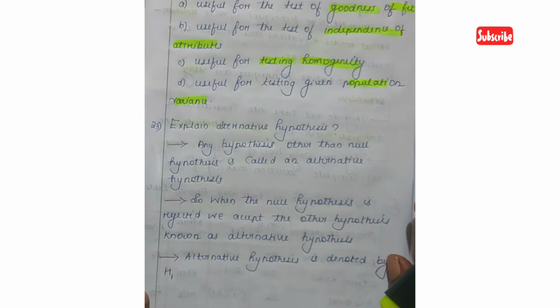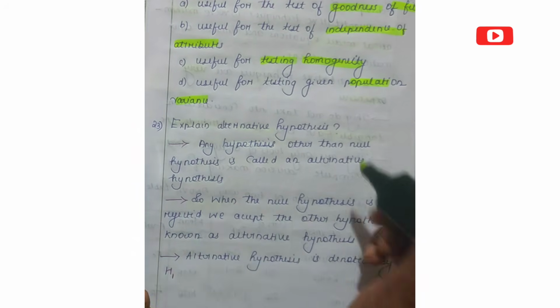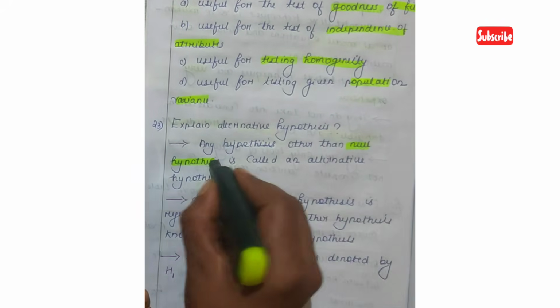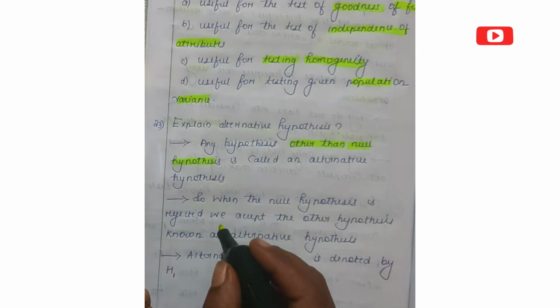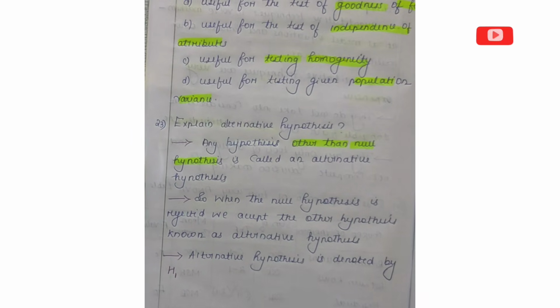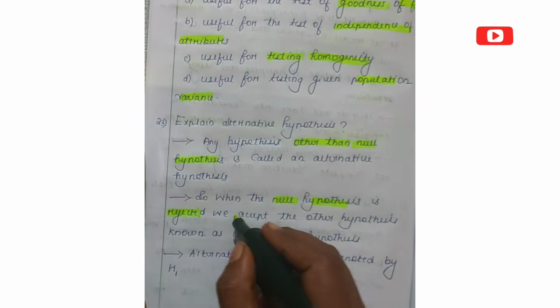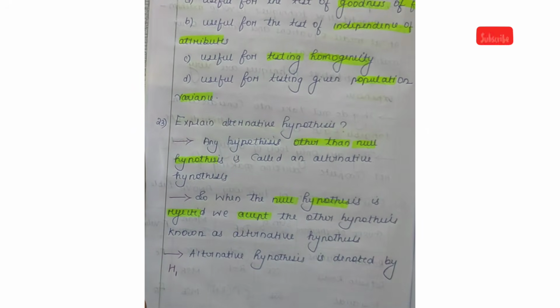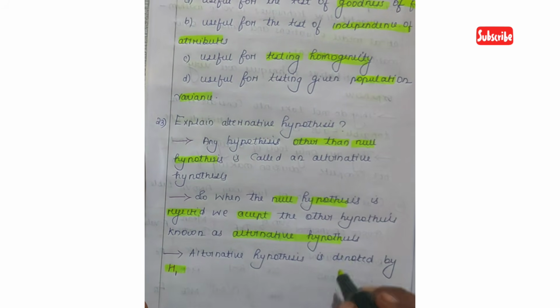Explain alternative hypothesis. Any hypothesis other than null hypothesis is called alternative hypothesis. So any hypothesis other than null hypothesis ആണ് alternative hypothesis. When the null hypothesis is rejected, we accept other hypothesis known as alternative hypothesis. അപ്പൊ നമ്മുടെ null hypothesis നമ്മൾ reject ചെയ്യുകയാണെങ്കിൽ നമ്മൾ accept ചെയ്യുന്നത് വേറെ ഏതെങ്കിലും hypothesis ആണെങ്കിൽ ആ hypothesis നെയാണ് നമ്മൾ alternative hypothesis എന്ന് പറയുന്നത്. And alternative hypothesis എങ്ങനെയാണ് denote ചെയ്യുന്നത്? H1. Okay, denoted by H1.